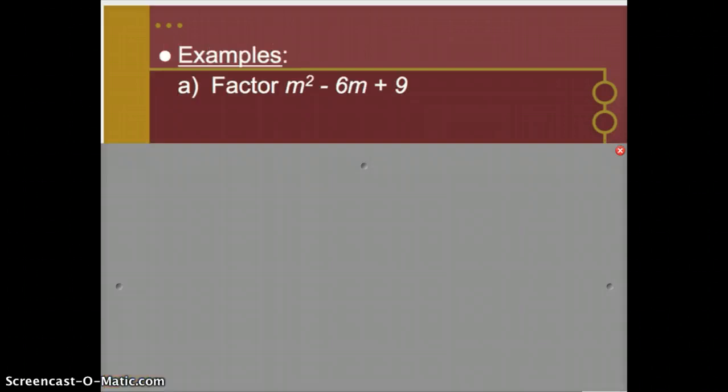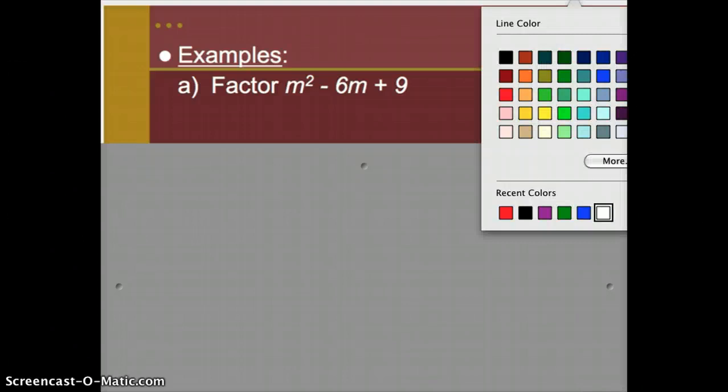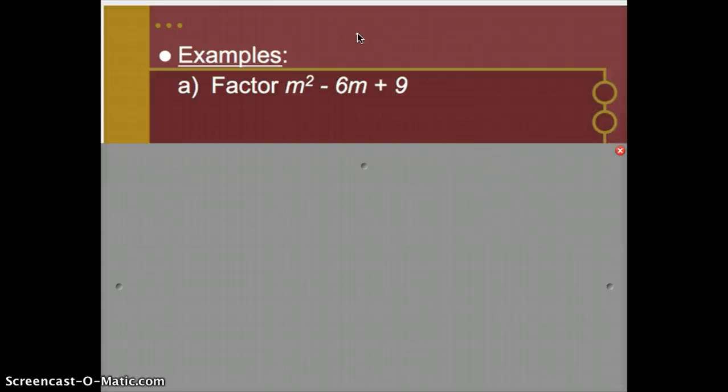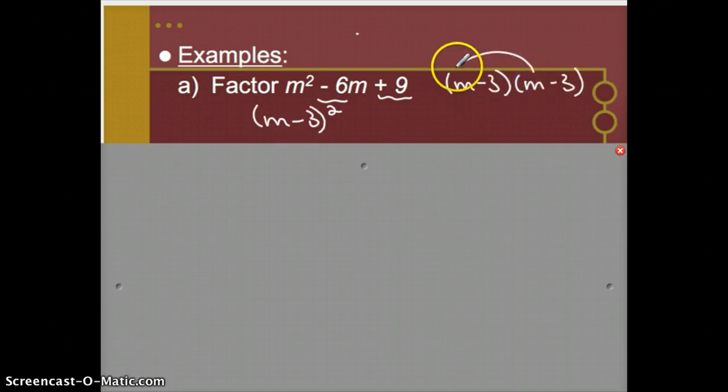Okay, so let's start here. I want you to factor m squared minus 6m plus 9. What we're going to try to do is notice that that's a perfect square. You can multiply it by 3 times 3 or negative 3 times negative 3. Since this is a negative number, we're going to guess that this is m minus 3 times m minus 3, or m minus 3 squared. And if you wanted to check and make sure that you're really right, you can multiply it out: m squared minus 3m minus 3m, so that's minus 6m plus 9, and it looks like it checks out for us.